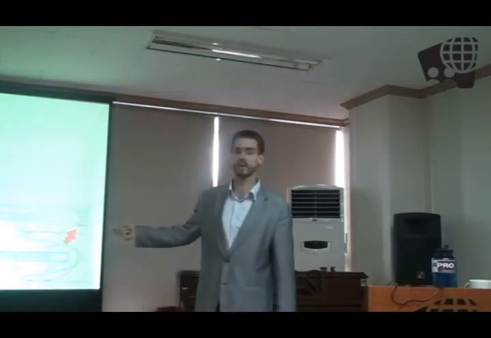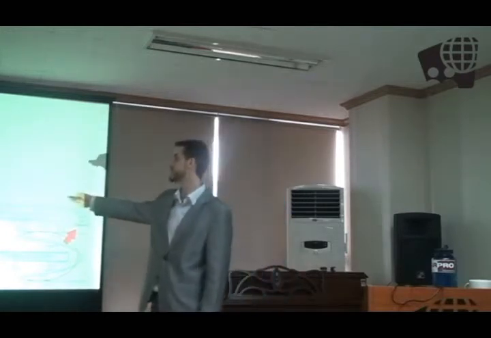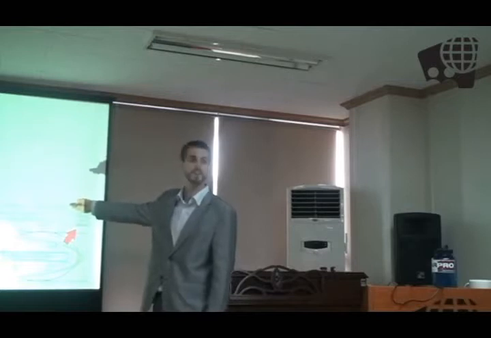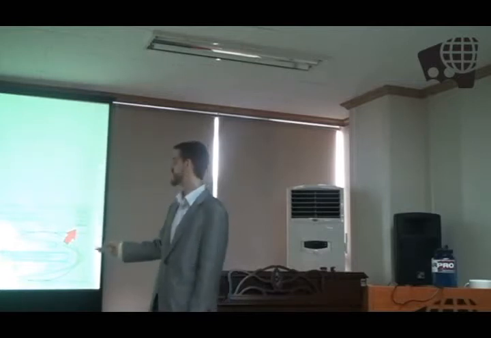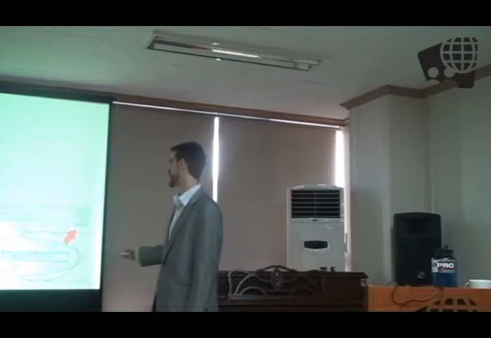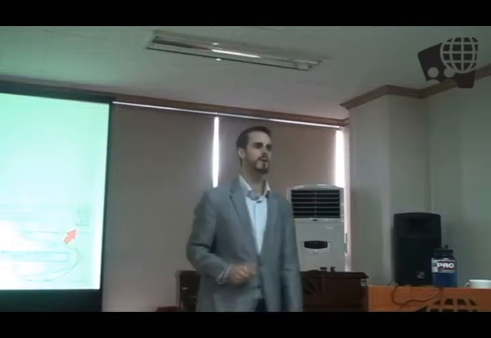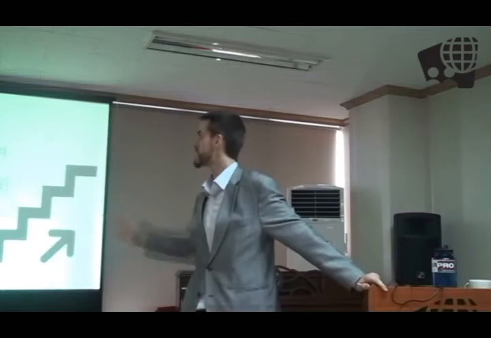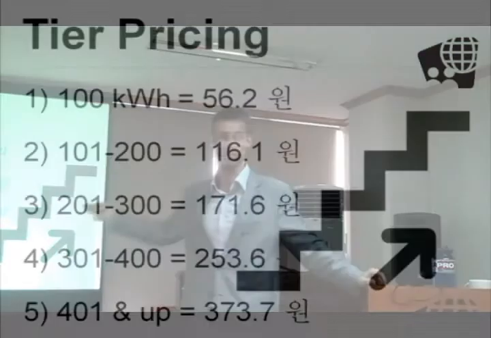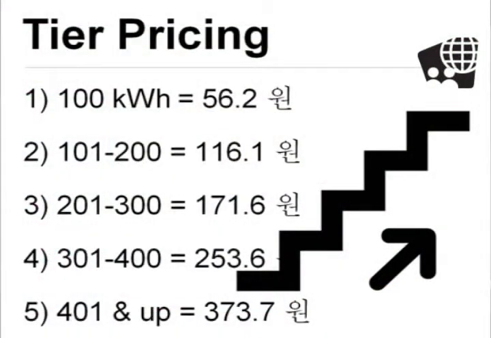It's the same thing. They have tiers, tier pricing, 1, 2, 3, 4, 5. This is Korea. This is California, 1, 2, 3, 4, 5. Tier pricing is how electric companies make money. This is how they make money. Let me explain. The first tier, and this is Korea, the first 100 kilowatts is cheap. It's only 56.21.